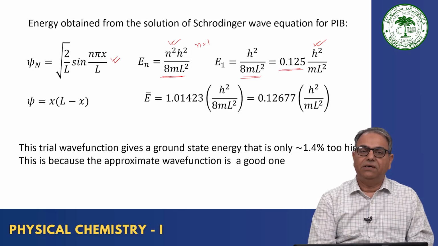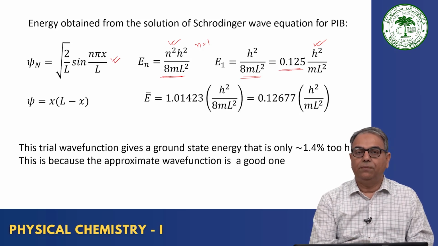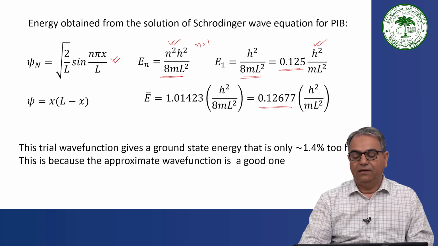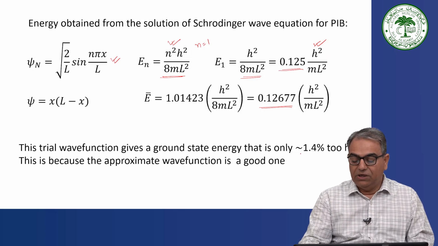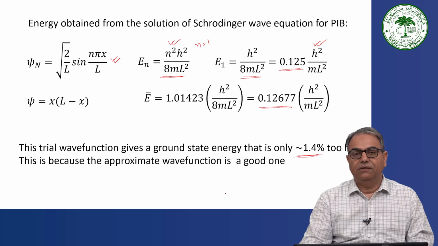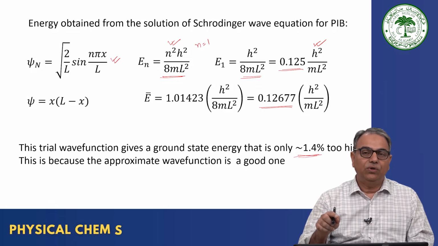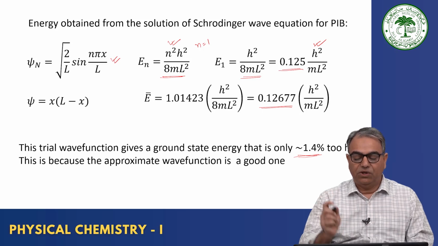When you use the variation treatment and you use a trial function x into L minus x, the value of energy which you obtain is 0.12677 h square divided by m L square. You see how close we are. If you look at the difference, it is 0.12677 and it is 0.125. The error is only approximately 1.4%. That is why the variation treatment is a very good method for finding the eigenvalue and the eigenfunction for those systems for which we cannot have an analytical solution of the Schrodinger wave equation, because we are very close to this one.